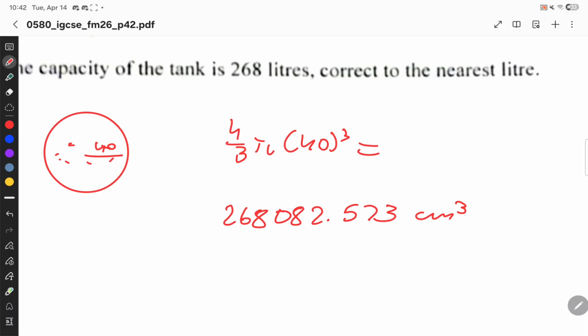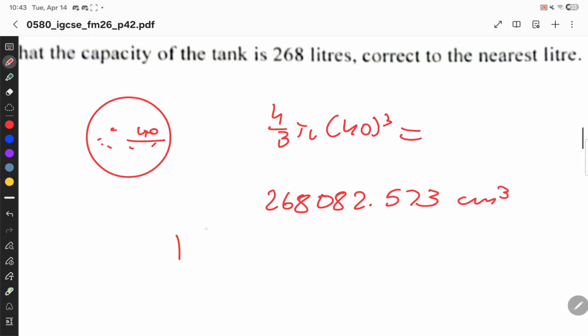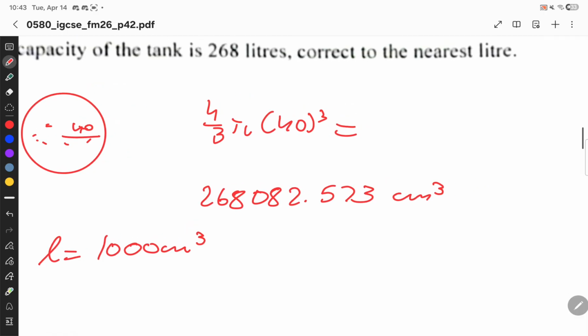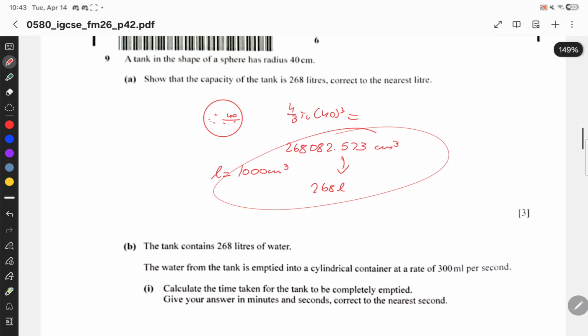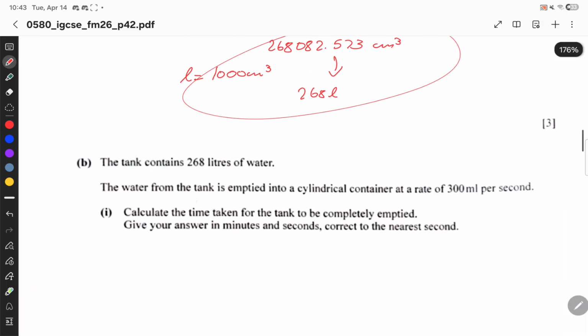Now we need it to be in liters, and so what is 1 liter? 1 liter is 1,000 centimeters cubed. So basically this will be 268 liters. Okay, nice. The tank contains 268 liters of water.